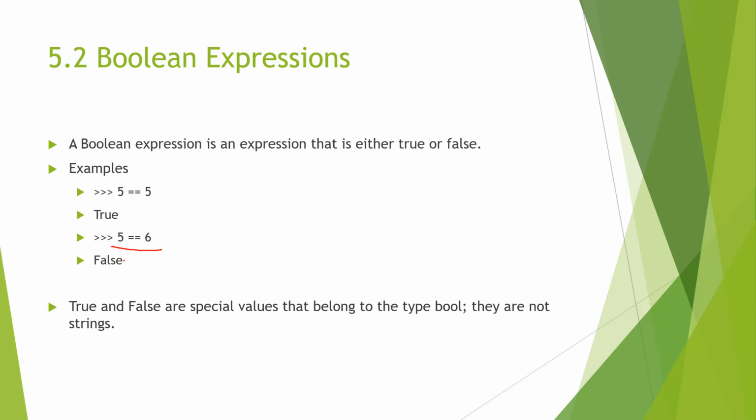The nice thing is, true and false are special values that belong to what's known as a bool. They are not strings, they are Booleans, yes or no. When we do other types of course content, like a database course, is there a value? Yes, no. It's not a string, yes or no, it is a Boolean.